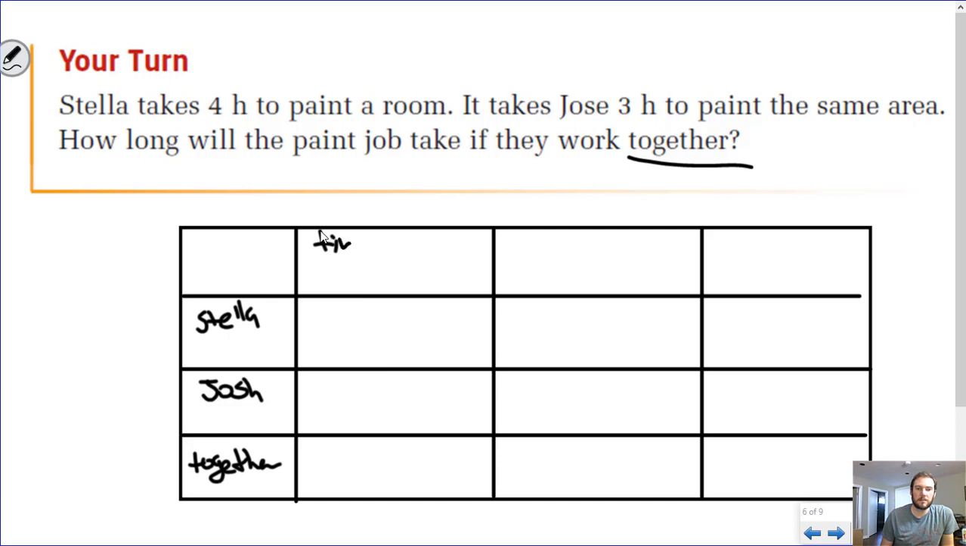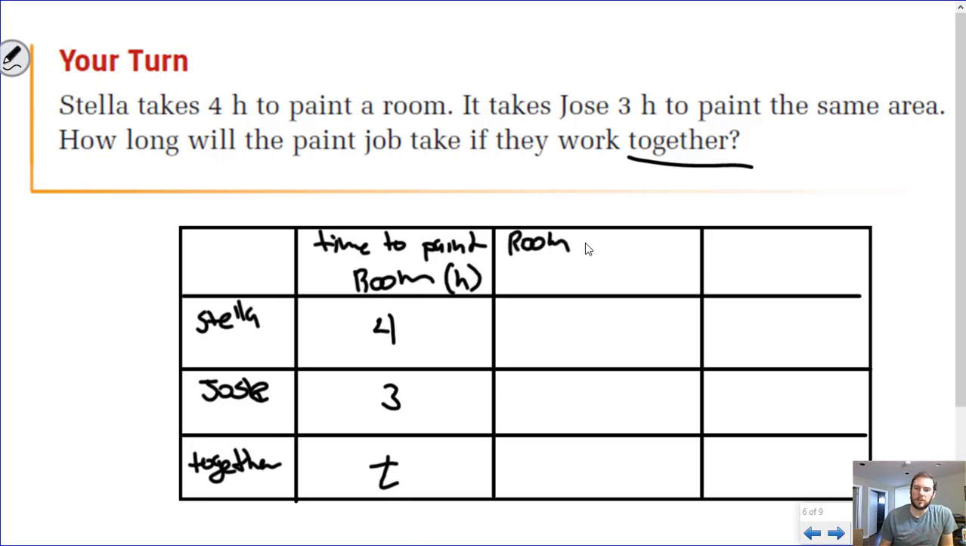So time to paint the room, that's going to be in our first column. For Stella, it takes 4 hours to paint the room. Sorry, not Josh. For Jose, my goodness, it takes 3 hours to paint the room. And the units here are hours. So together, it's going to take them T hours.